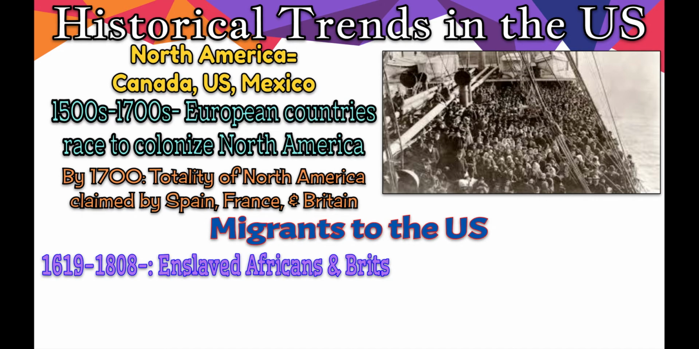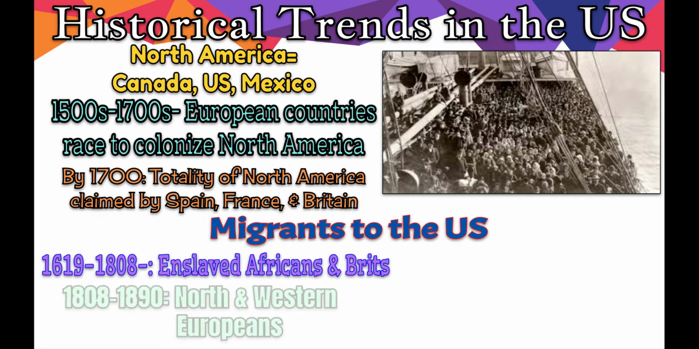Let's look at waves. So I gave you guys a table in your notes. Starting in 1619, boom, we know this. The first date. We know the name of the boat, the date, and everything of when the first enslaved Africans showed up to the colonies. That's 1619. So, to 1800, that's when enslaved Africans and Brits are going to start moving to what is now the United States. Okay.